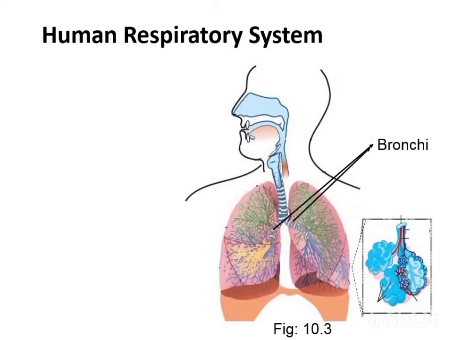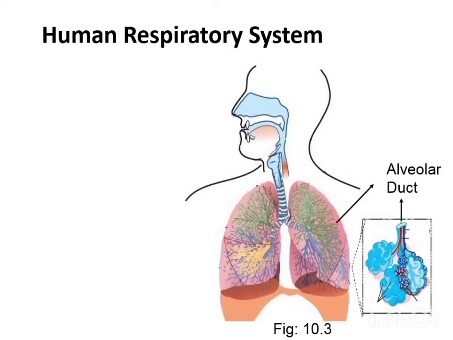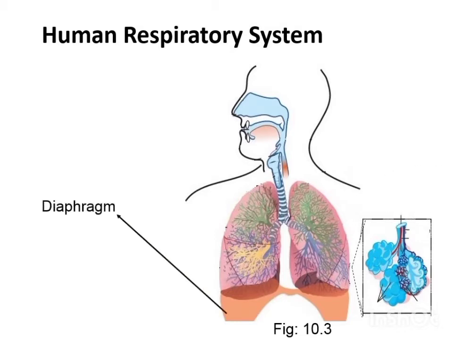Trachea bifurcates into bronchi. And then the bronchi divides again and again into fine tubes called bronchioles. Then these bronchioles make lungs. There are alveolar ducts, and then there is a structure called diaphragm which is present at the base of the lungs.